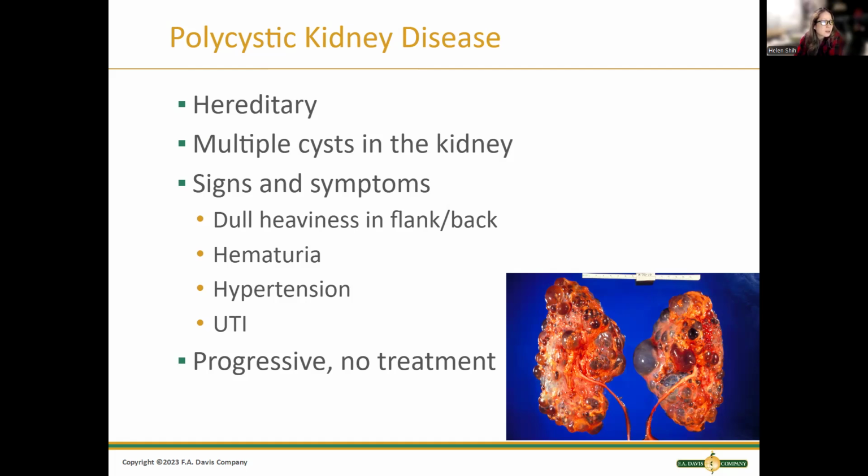The signs and symptoms of polycystic kidney disease are a dull heaviness in the flank or back area. There's generally hematuria as well as hypertension and development of UTIs because the kidneys are not filtering properly with these cysts in the way. Polycystic kidney disease is progressive. There is no treatment for it. It will eventually cause chronic kidney disease in the patient, and either you get kidneys replaced or you start dialysis, which we'll talk about shortly.